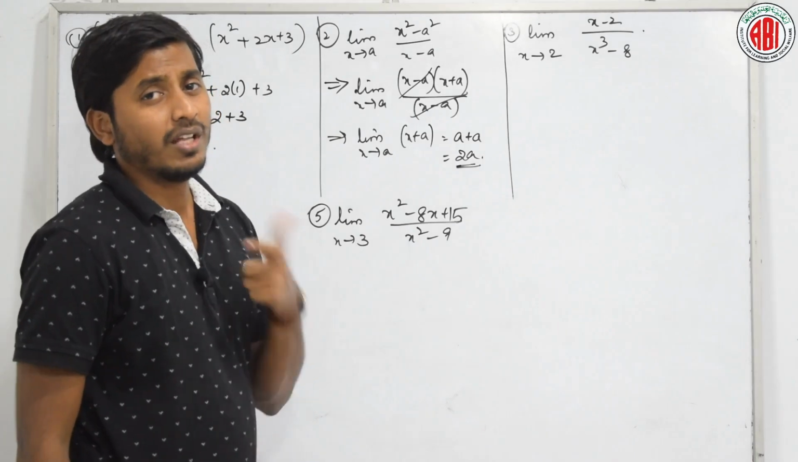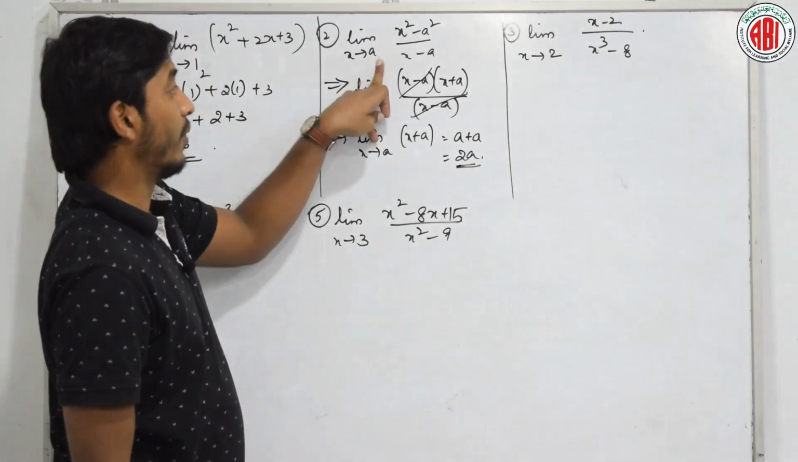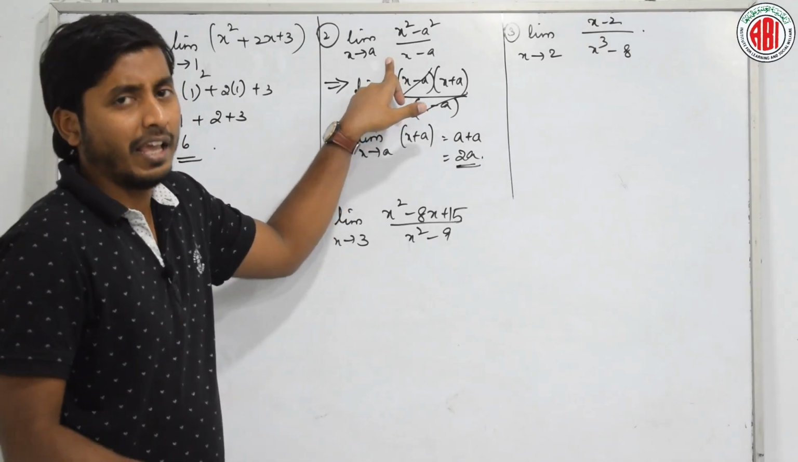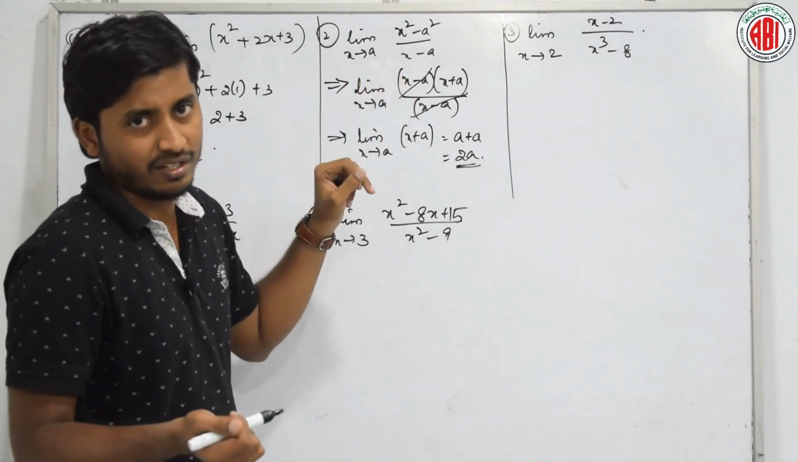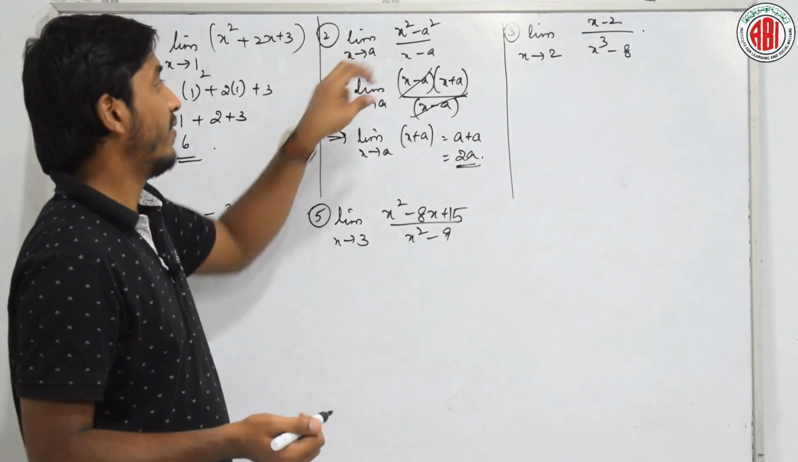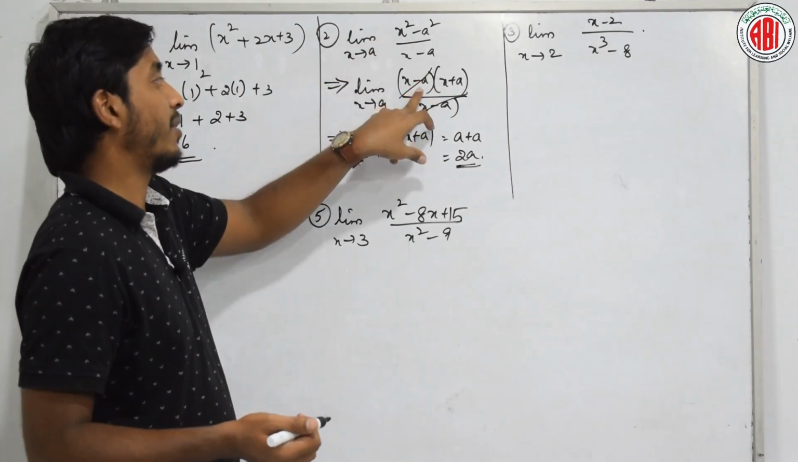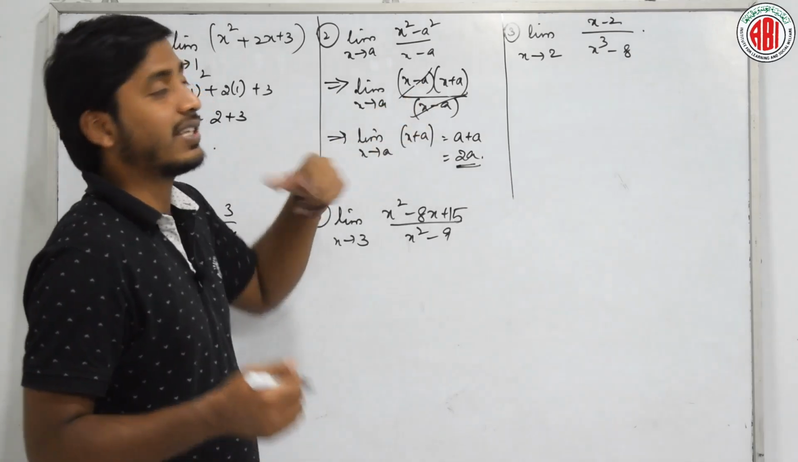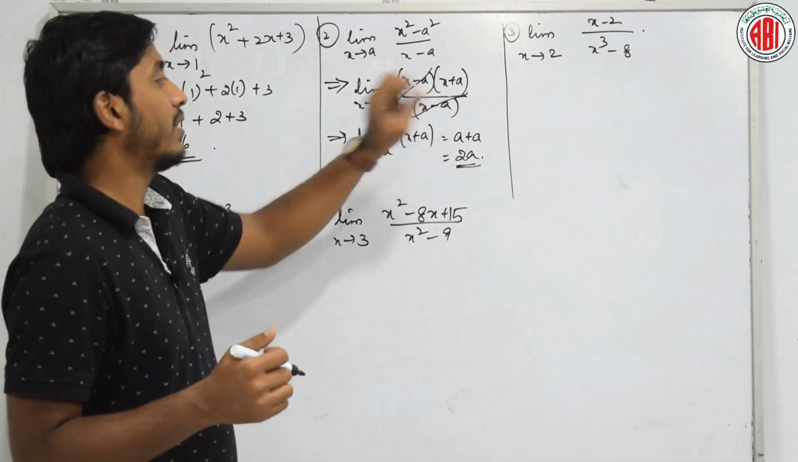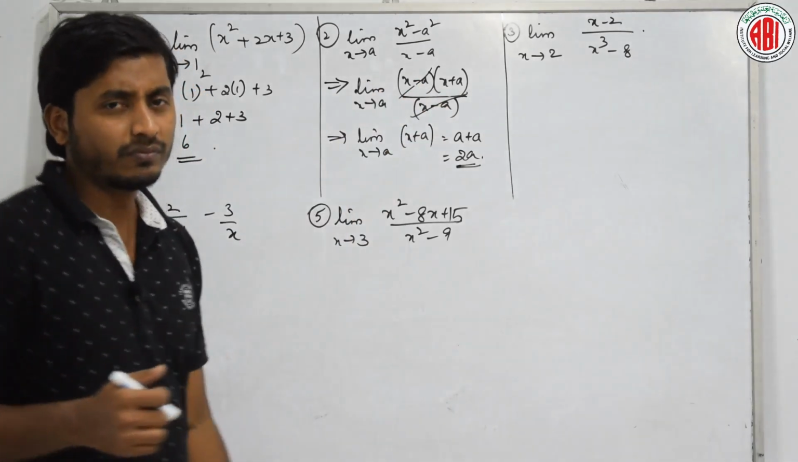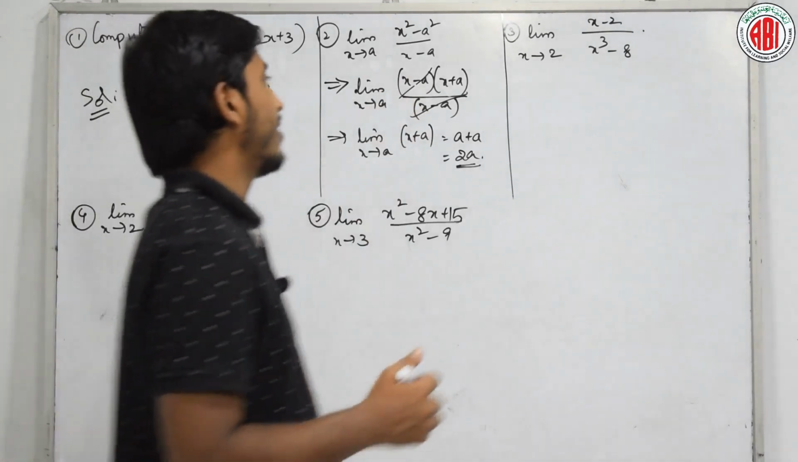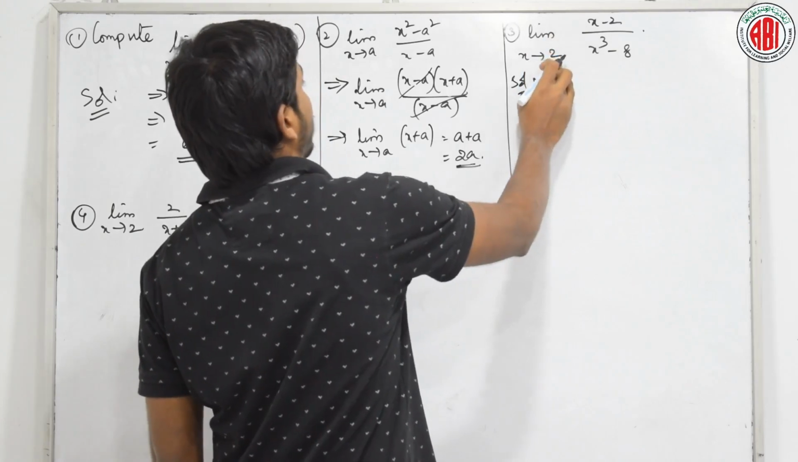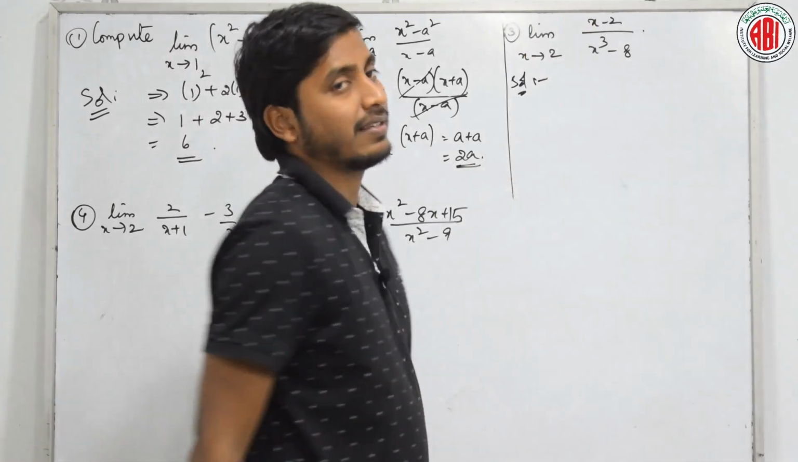What did we do? First, we have to check whether this will be an indeterminate form or not. If yes, go for the simplification step. Okay? How did we simplify? Here x square minus a square can be written as x minus a into x plus a, so that this x minus a will get cancelled. I will be left with x plus a. Is it right? Now let us check the same with the next problem. What is the question given here? Limit x tends to 2, x minus 2 by x cube minus 8.